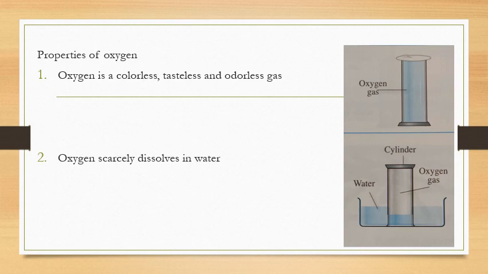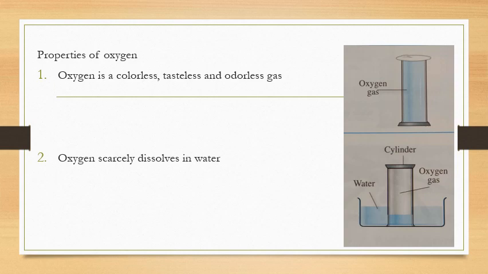We will learn here some properties of oxygen. If we take a cylinder containing oxygen and test its color and smell, we find that the oxygen in the cylinder is colorless, tasteless and odorless. So from the properties of oxygen: oxygen is a colorless, tasteless and odorless gas. We can neither smell it, nor taste it, nor see its color.